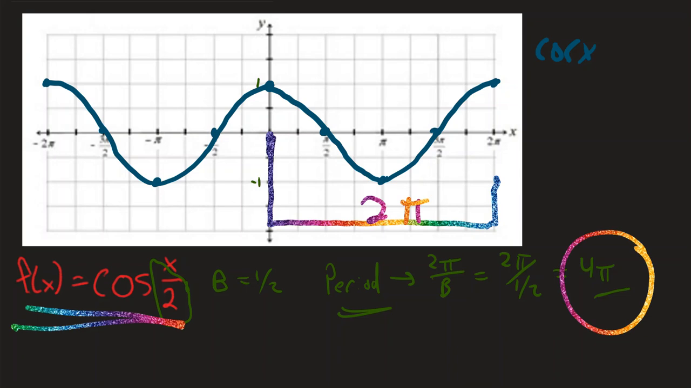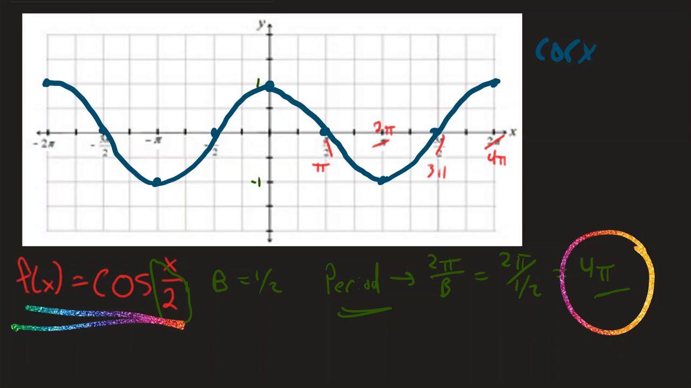Well, I'm actually just going to kind of cheat here. I'm not going to regraph anything. I'm just going to change the units on my x-axis. So instead of calling this 2 pi, I'm going to say that's 4 pi, which of course makes this 2 pi, which makes this 1 pi, 3 pi, -1 pi, -2 pi, -3 pi, -4 pi. Okay, so now it looks exactly the same.